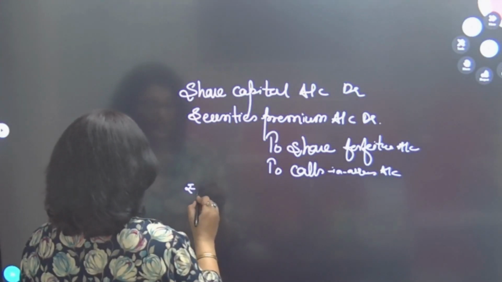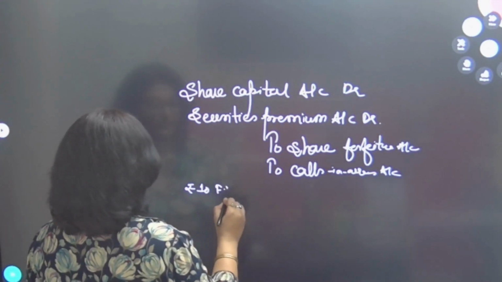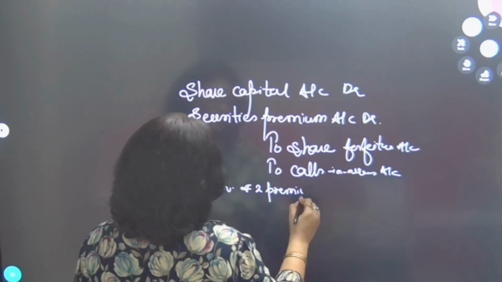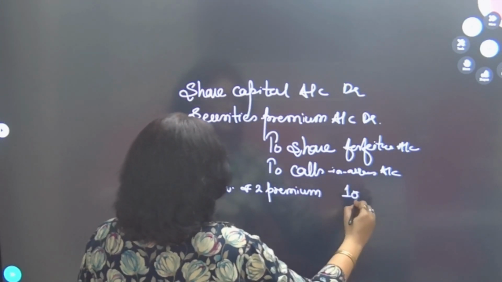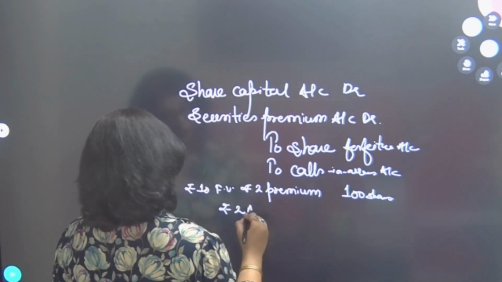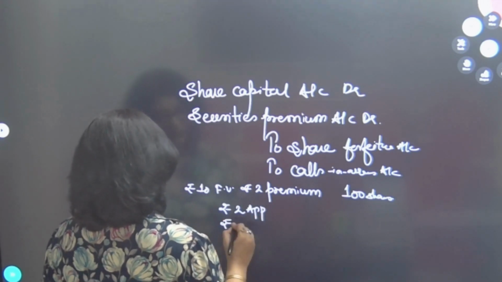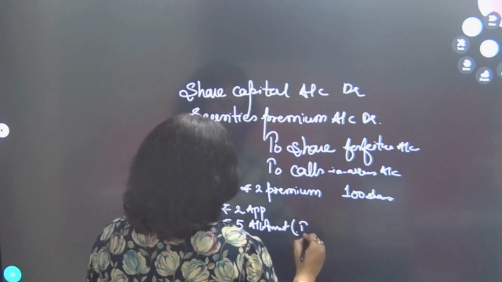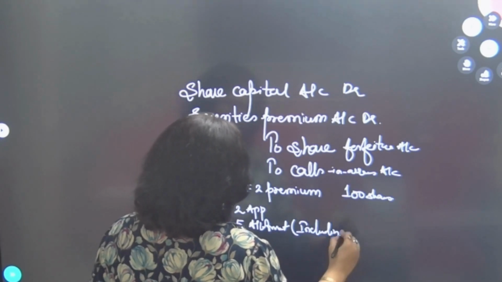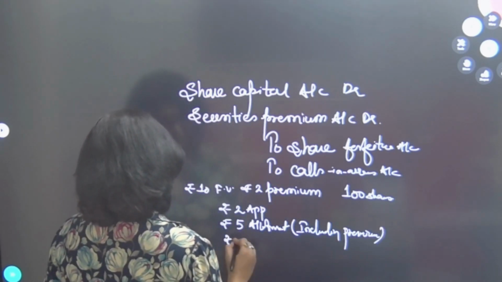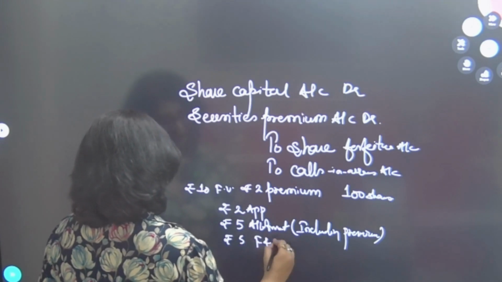Let us understand the same with an example. Let's say there are shares of rupees 10. This is the face value of share. Rupees 2 is premium on share. The company is collecting rupees 2 premium and there are 100 shares held by one shareholder. Now company is asking like this, rupees 2 on application, rupees 5 on allotment, and 5 rupees is including premium. Okay, let's assume this is including premium, and rupees 5 on first and final call.